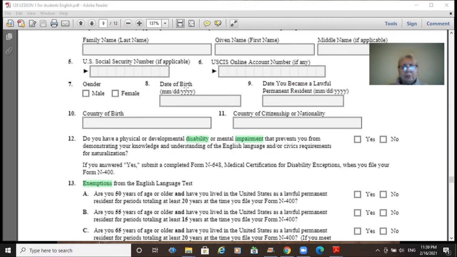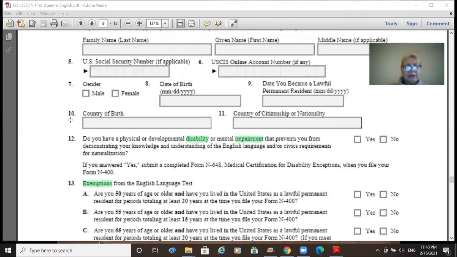But for the date of birth, which is item number 8, they may ask, what is your date of birth? Or when were you born? What is your birthday? When is your birthday? For item number 9, they may ask you what is the date when you became a lawful permanent resident, or when did you become a lawful permanent resident? And that's the date on your front side of your green card on the bottom where it says resident since.